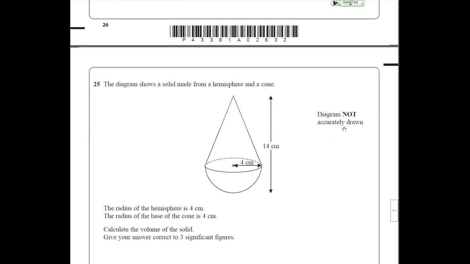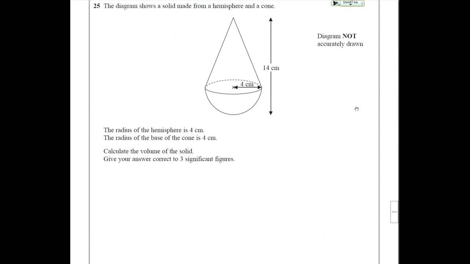Question 25. Diagram shows a solid made from a hemisphere and a cone. The radius of a hemisphere is 4 centimeters. The radius of a base of a cone is 4 centimeters. Calculate the volume of the solid. Give your answer correct to 3 significant figures.